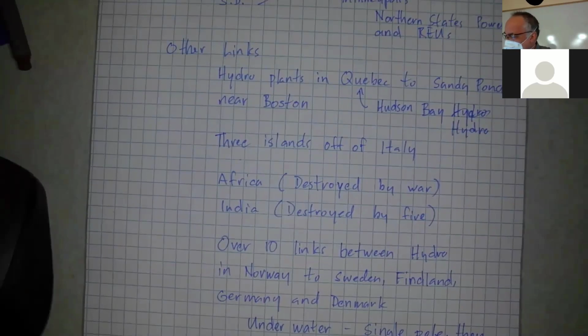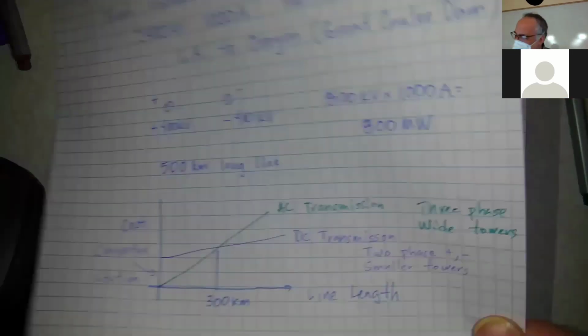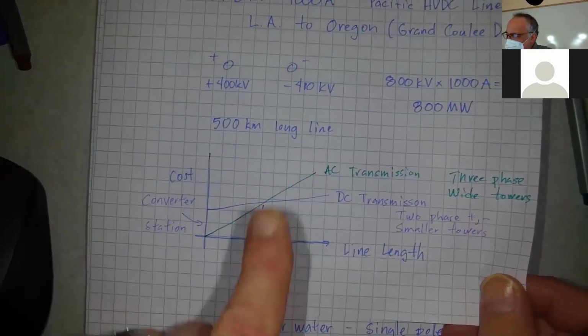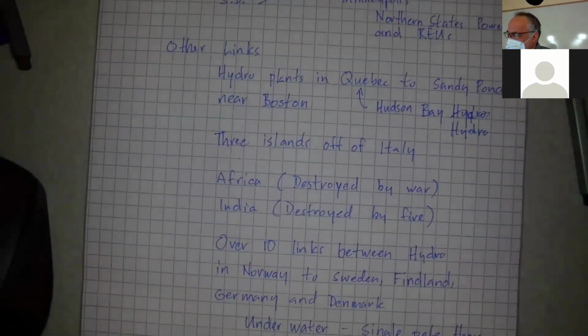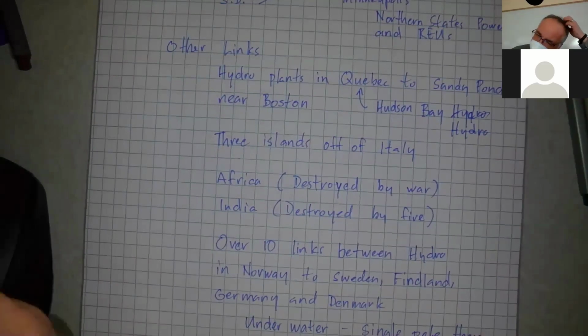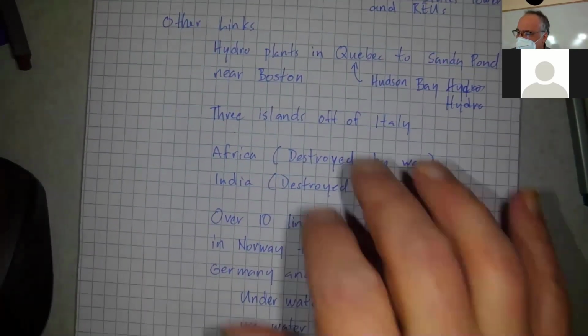But it's a neat thing. Like I said, for long transmission, over about 300 kilometers, it's cheaper to go DC. For underwater, it's basically your only option because of underwater cable.